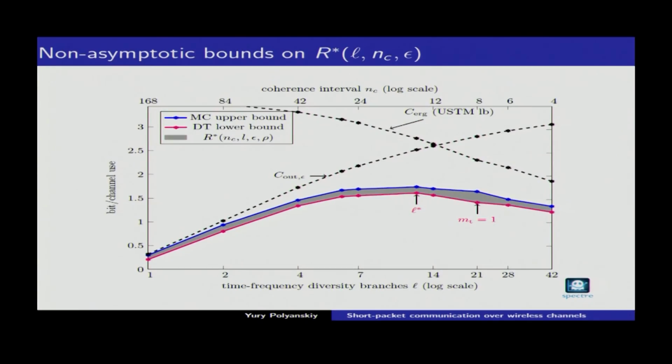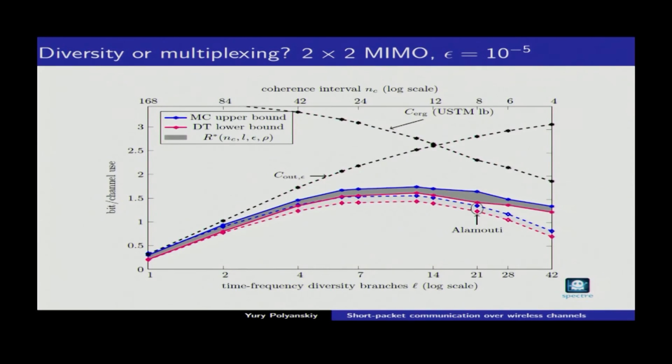This is the computation of those bounds. So you can see that indeed, the actual non-asymptotic fundamental limit does depend non-monotonically on the number of diversity branches, and curiously, roughly at the same point as ergodic capacity asks you to switch off one of the antennas, you would do the same thing non-asymptotically.